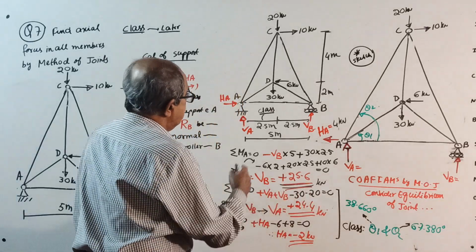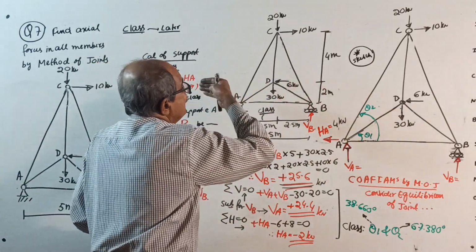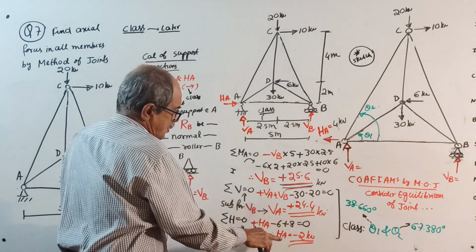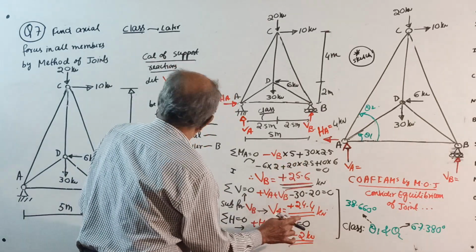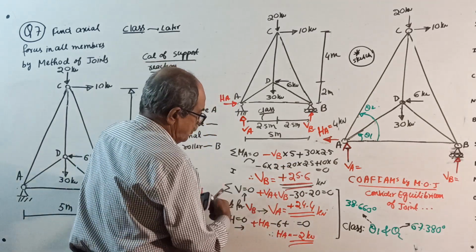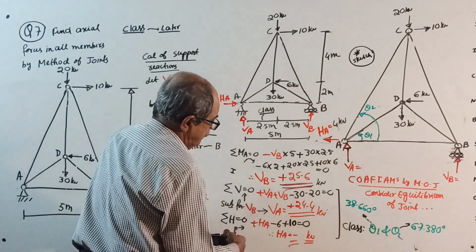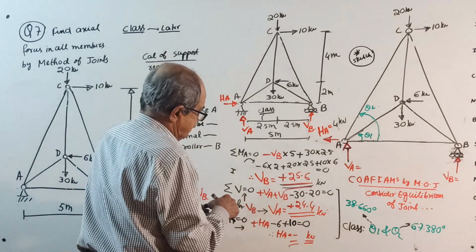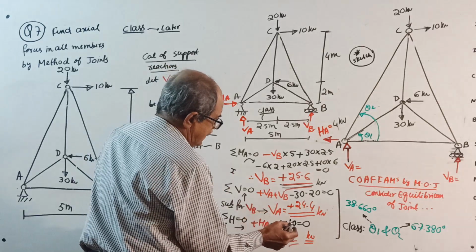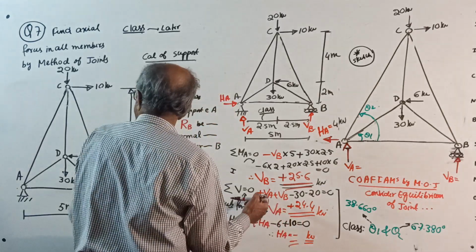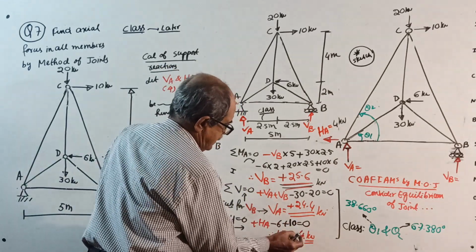Then sigma H equals 0: plus HA minus 6 plus 10 equals 0. HA will come, 10, not 8, sorry, it is 10 kilonewton. First I put 8 kilonewton, then I changed my mind. Therefore, HA will come minus 4 kilonewton. I don't know why I first wrote 8, then changed it. If I put 8, it would come 2 kilonewton. No, I want some other answer. 4 kilonewton. Okay.